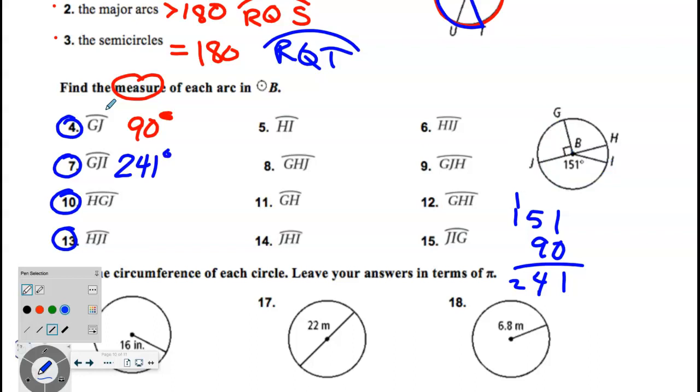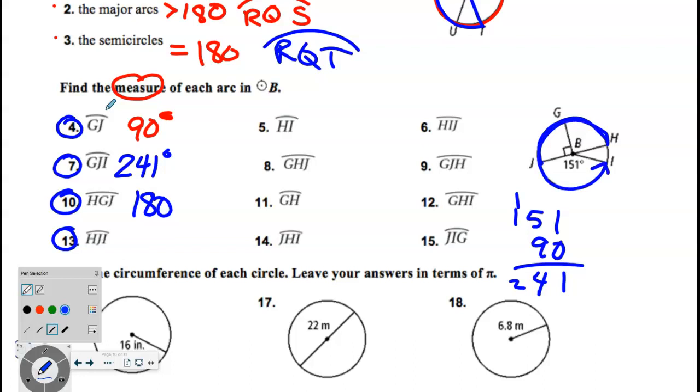All right, H to G to J. Let's go back up here and erase my other stuff. That's also 3 letters. It actually ends up not being a major arc. It's a semicircle because a diameter cut it off. And last one up, H to J to I, which is all the way around here.